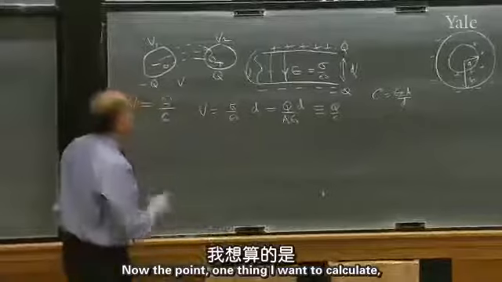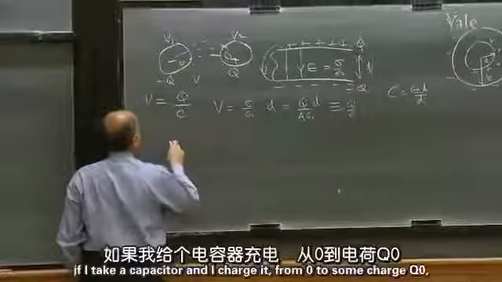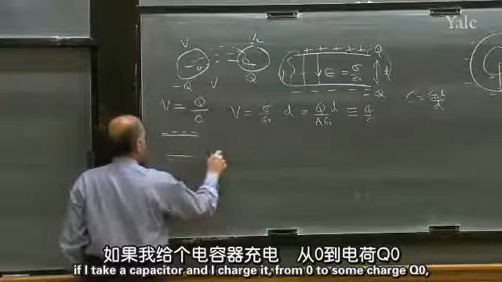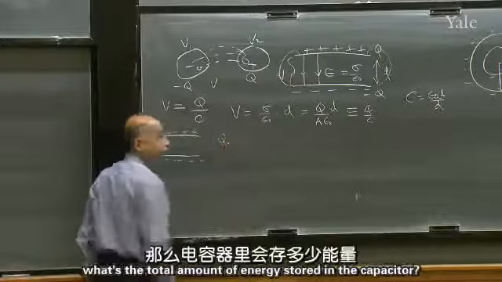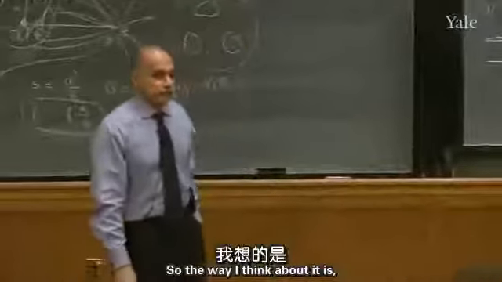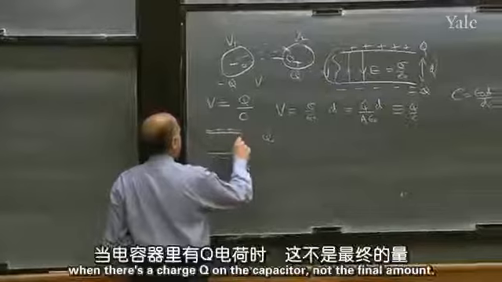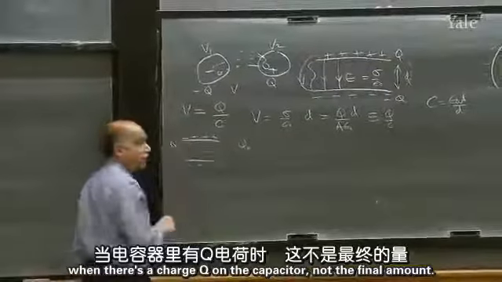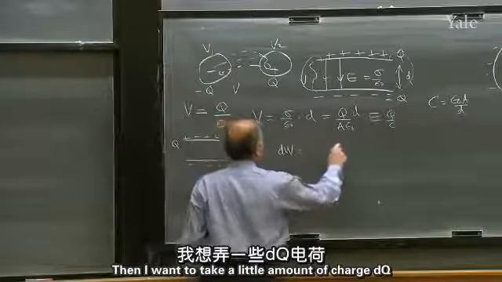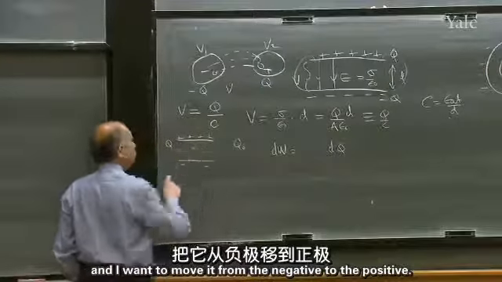Now, one thing I want to calculate, which I think I also started doing, is if I take a capacitor and I charge it from 0 to some charge Q naught, what's the total amount of energy stored in the capacitor? The way I think about it is, I take some intermediate situation when there's a charge Q on the capacitor, not the final amount. Then I want to take a little amount of charge dQ, and I want to move it from the negative to the positive plate.